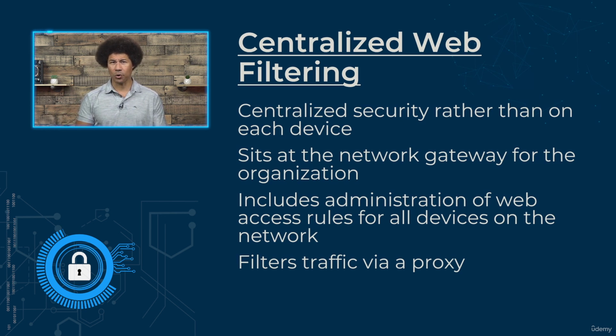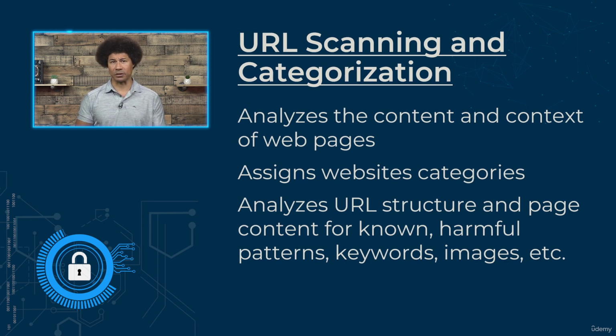Now let's talk about URL scanning and categorization. Before letting anyone inside the building, the security guard that you have checks the ID, or the URL, and the contents of their bag, which is going to be the content scanning, to see if the ID looks suspicious or if there's something not allowed in the bag. If there is, entry is denied.